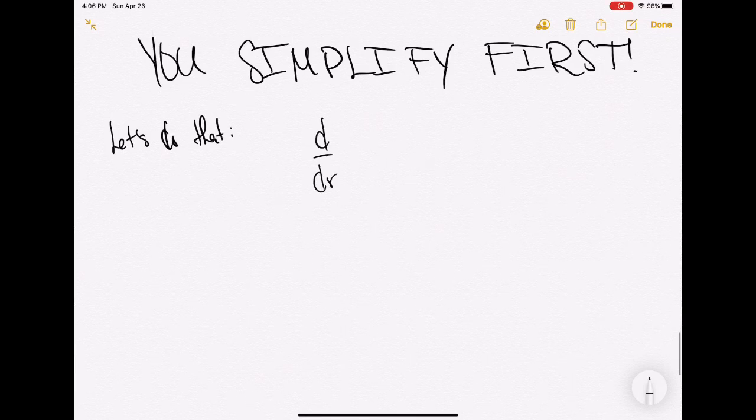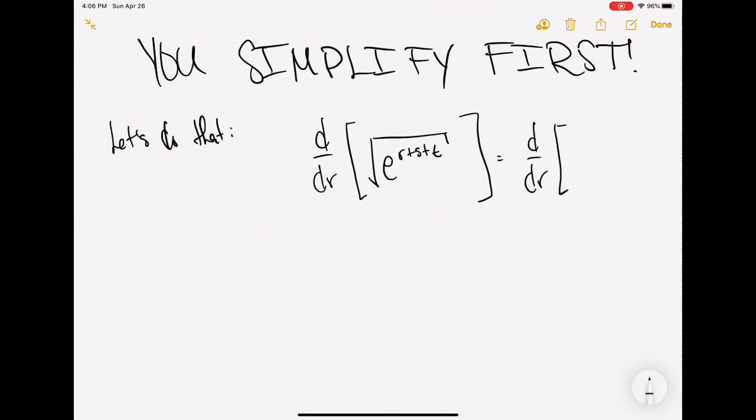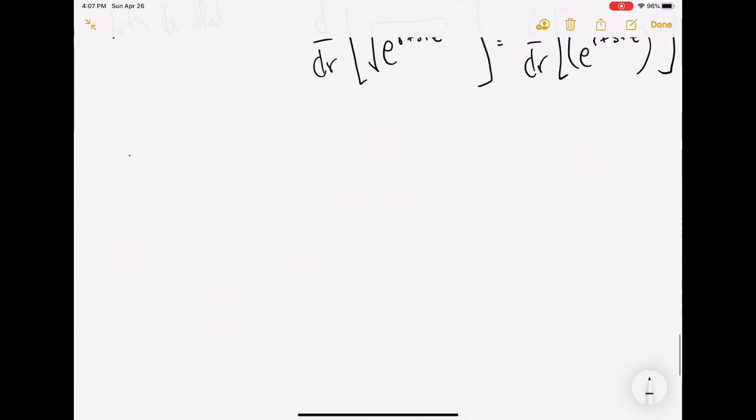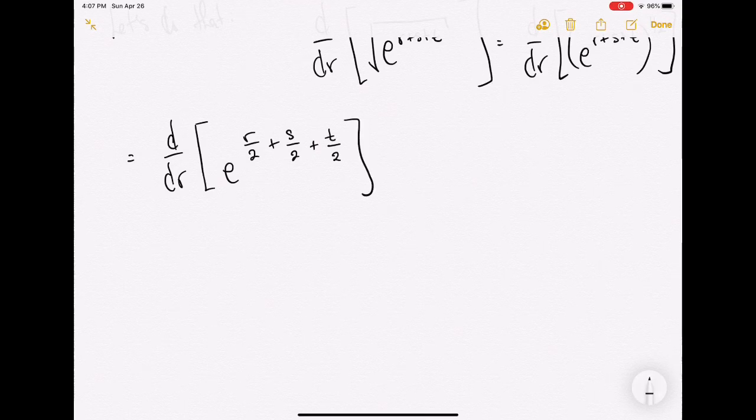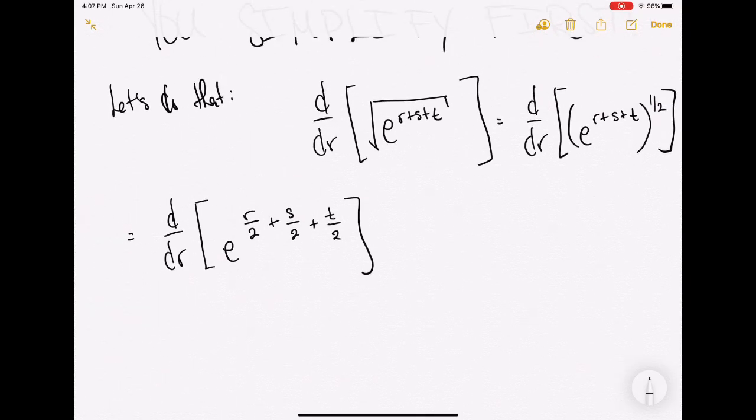d/dr of square root e to the r plus s plus t. Well, we already kind of did simplify this, right? We wrote it like this: e to the r plus s plus t, to the 1/2. But from there, you can simplify it one more time. Exponential rules let you pull the 1/2 down. This is r over 2 plus s over 2 plus t over 2. Or however you want to write r plus s plus t over 2 on the inside. So that's what exponential rules allow us to do.